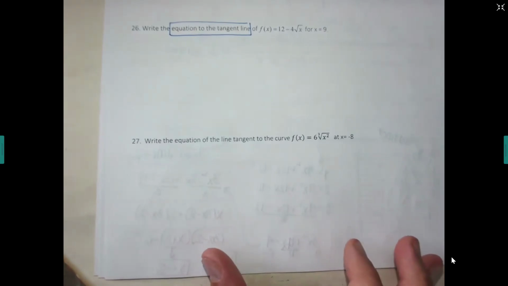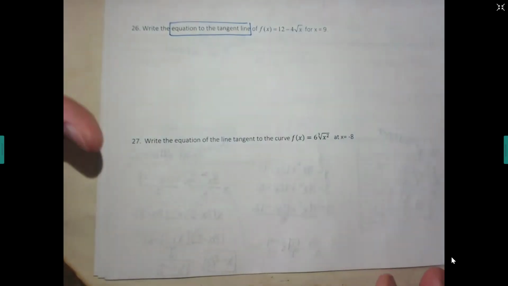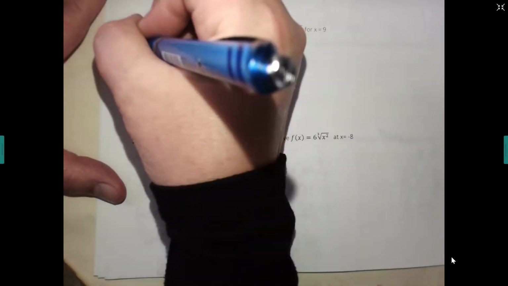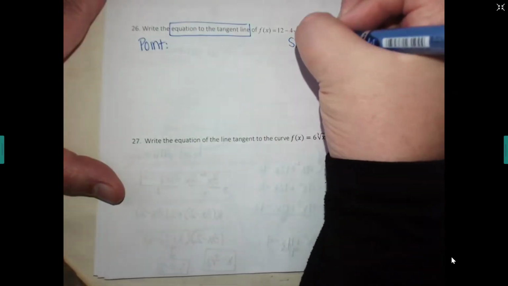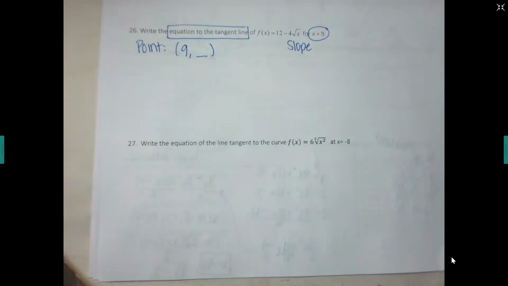Okay. What are your 2 ingredients that you need for the equation of a line? Very good. Remember, you have it on your cheat sheet, a point and a slope. Okay, they've already told me my x value is a 9, so it's 9 comma something. To get the other half of the point, I plug into the original.